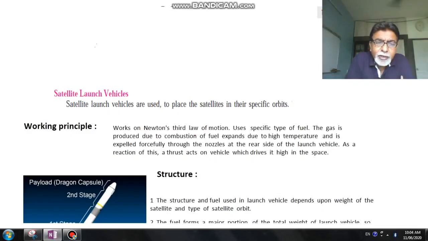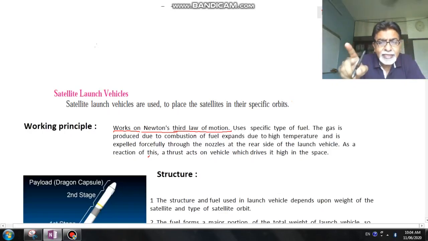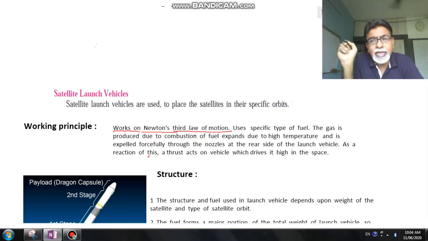Now how do these satellite launch vehicles work? Look here, they work on what? Newton's third law of motion. Do you remember what Newton's third law of motion is? Correct. To every action there is always an equal and opposite reaction. This is the working principle of the rocket.